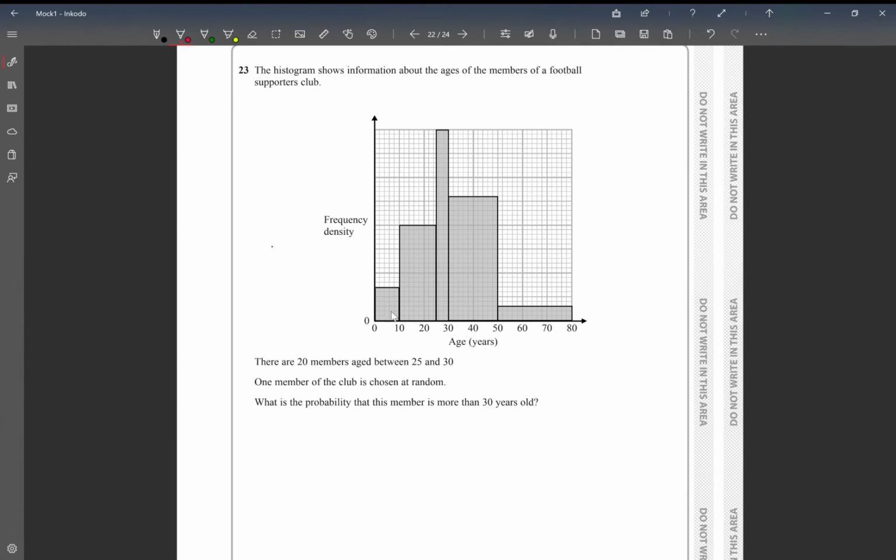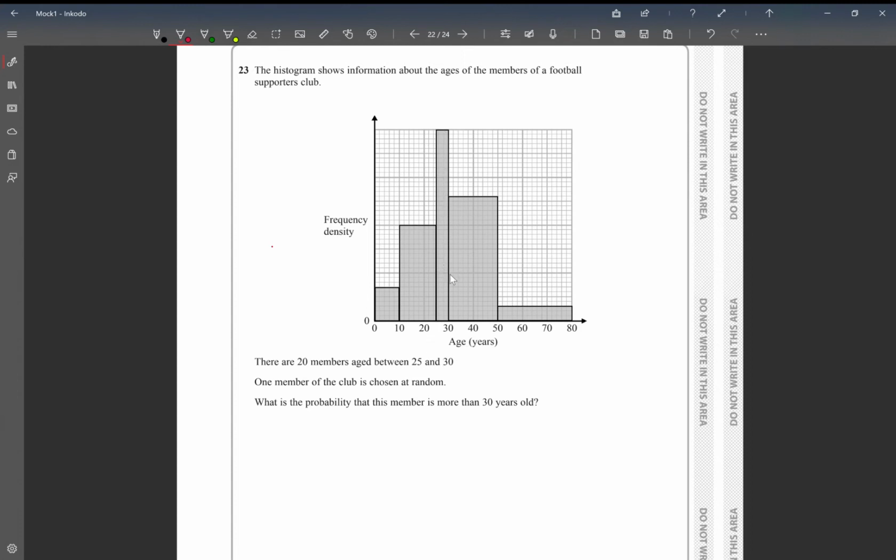Frequency density isn't given, the scale isn't given, so that's obviously something we need to work on. So there are 20 members aged between 25 and 30. Now 25 and 30 is between here. Okay, so it's saying there are 20 members aged within this. Now the thing with histograms, it's all about area. So if you know the width of the bar is 5, the frequency is the area, and you sort of think, well, what do I times 5 by to get to my frequency?